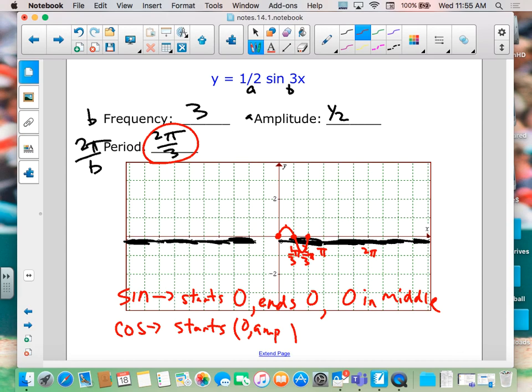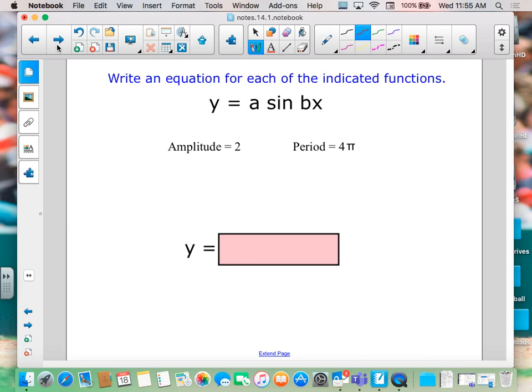Just kidding. Cosine starts at 0, amplitude, if that makes sense. So a normal one would start at 0, 1. And it ends at 0, whatever the amplitude is. And in the middle, it is down low. It does not cross the x-axis. So those are some things you'll hear me say when we do some shifting around in our next video.